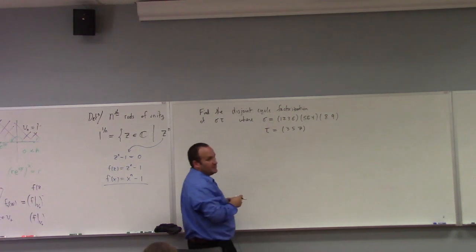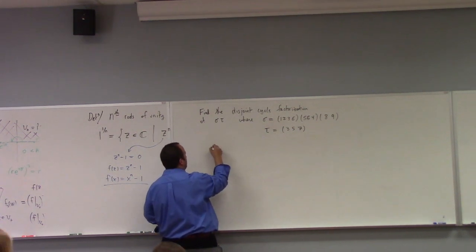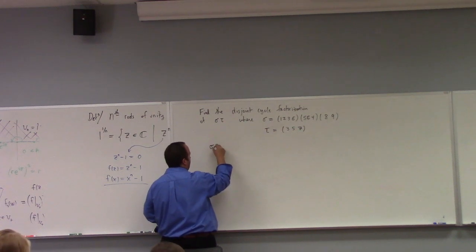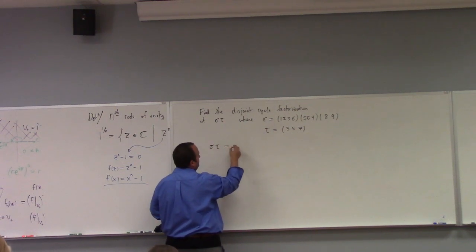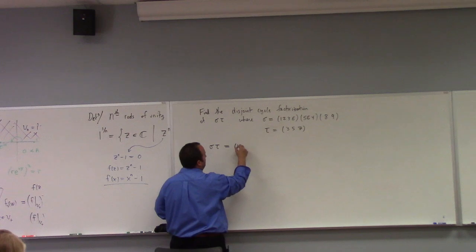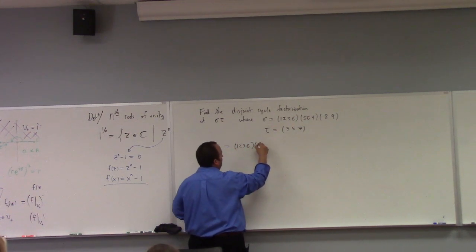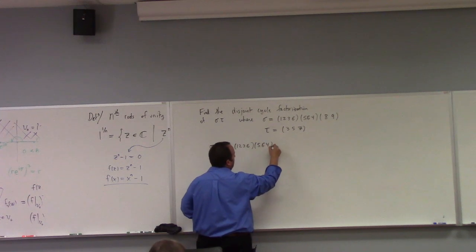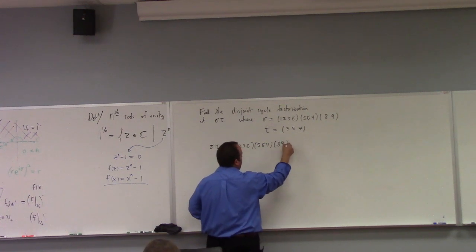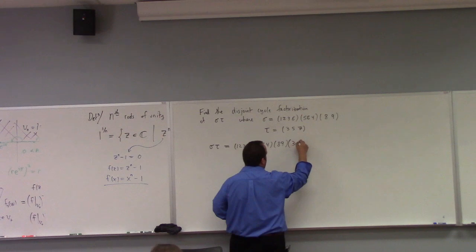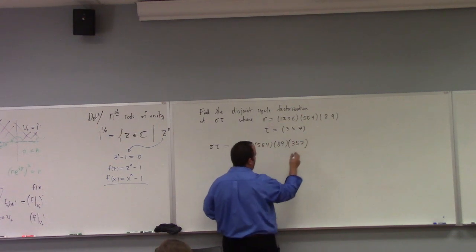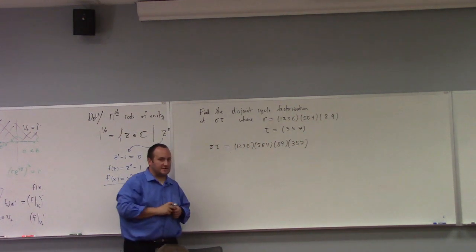Okay, sure, why not? So let's work it out. Sigma tau. So we've got (1 2 3 6 5 6 4 8 9)(3 5 7). I'm going to give you guys about 10 seconds to copy that down.